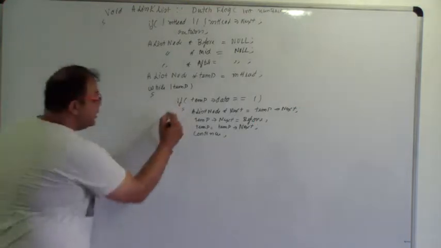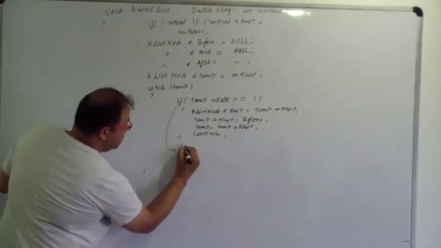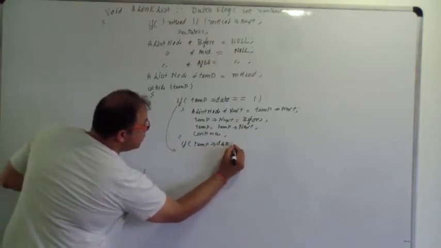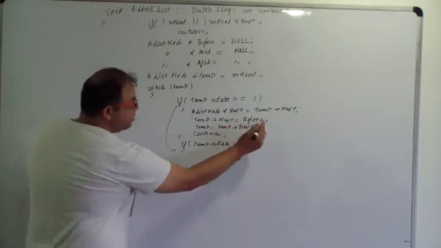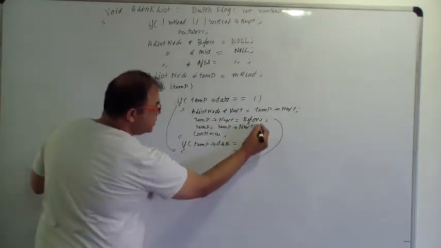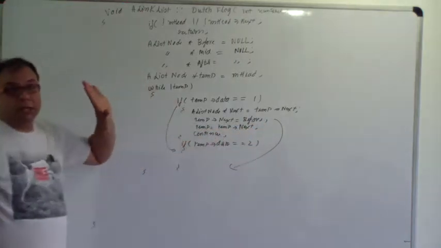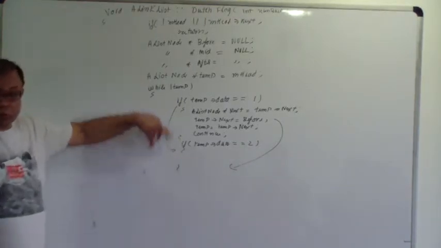Okay. And then we'll write the same thing for if temp arrow data is equal to 2. We'll do the same thing. Instead of before, it will be middle, and that is it. And there will be a third one for that one. Okay. So we do all of this.